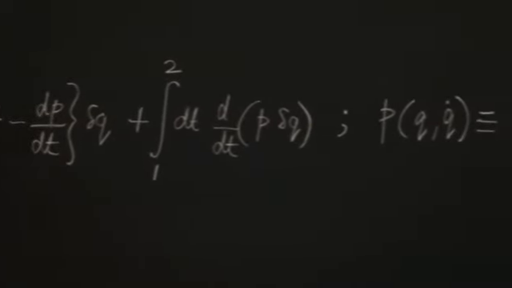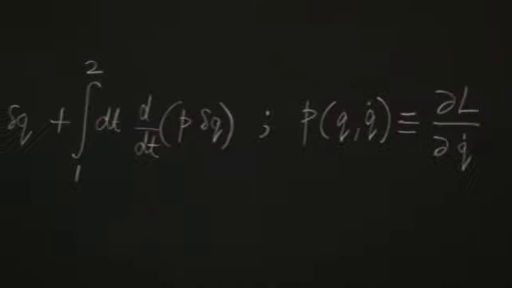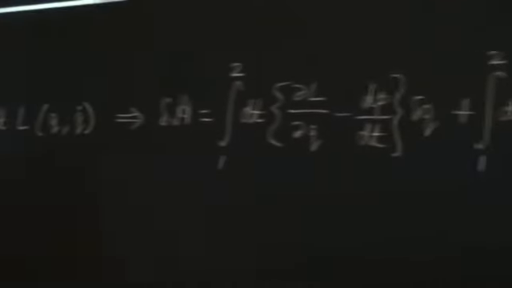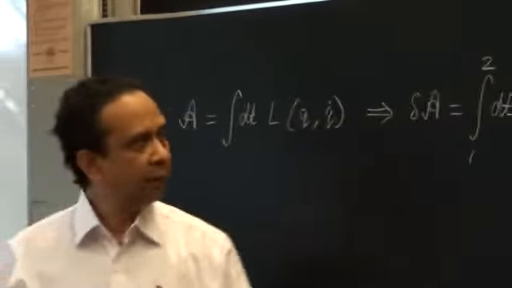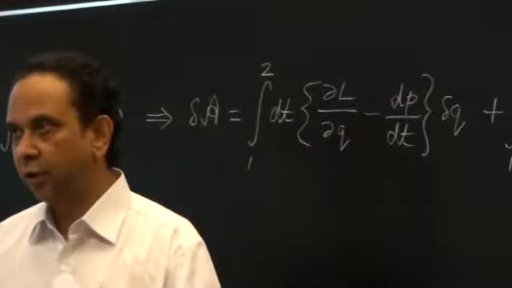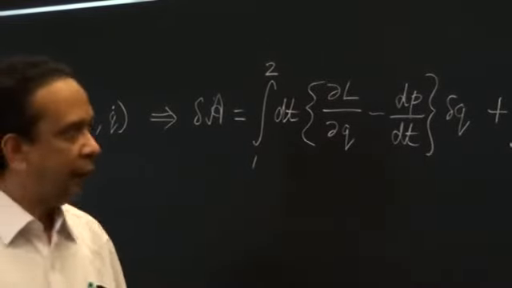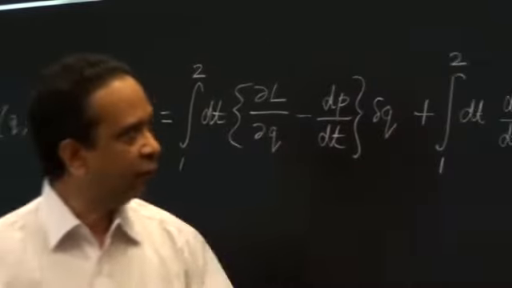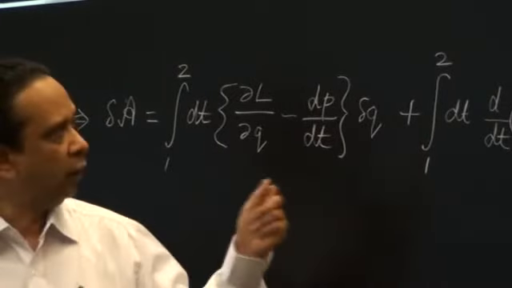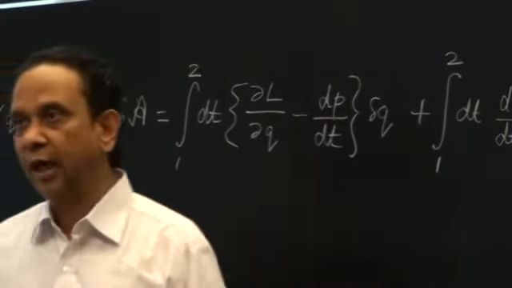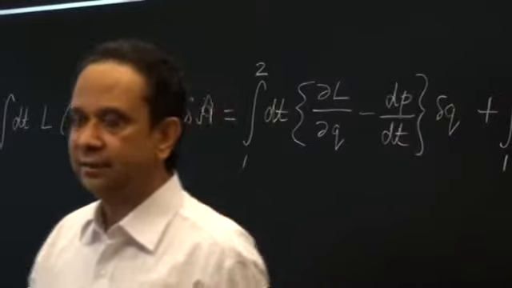And then if delta A has to vanish for variations in which q is fixed at the endpoints, then this part should vanish. That gives you the Eulerian equation solution. And it is also obvious from here that if your Lagrangian depends on q and q dot, the highest time derivative you will have is q double dot, the old standard stuff.